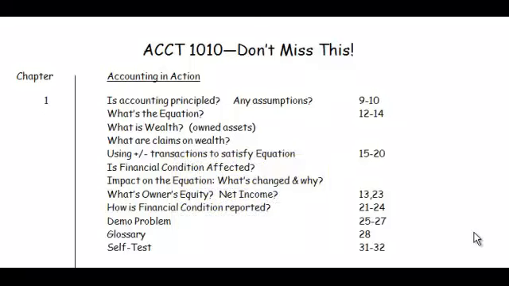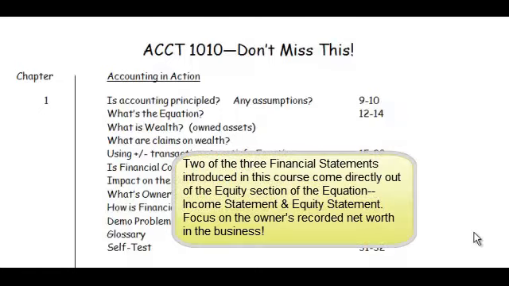The chapter summarizes how financial condition is reported: an income statement, an equity statement, both of which are captured on the right-hand side of the equation, and a balance sheet statement, which is the accounting equation itself, reporting the ending balances in all asset and liability accounts and the ending balance of the owner's net worth, which is known as the owner's capital account. A fourth statement is the cash flow statement, which is not covered in detail in this course.